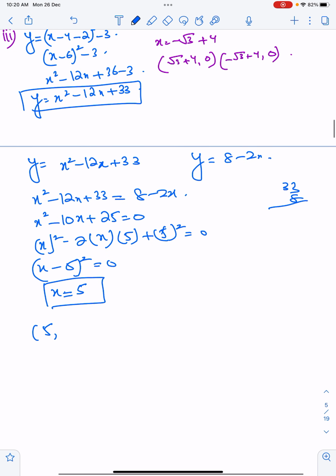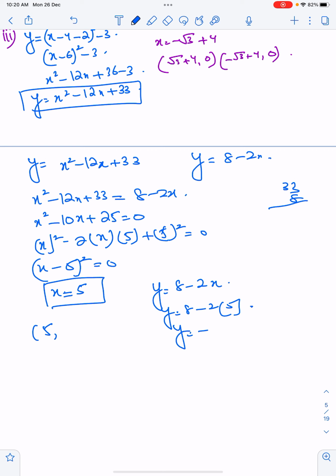the value of y. Okay, so if I want to take out the value of y, y equals 8 minus 2x, y equals 8 minus 2 into 5, so it's going to be 8 minus 10, which is negative 2. So the point is 5 comma negative 2. This is the point of intersection.